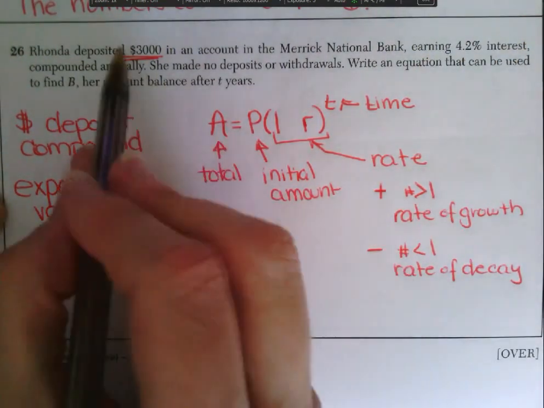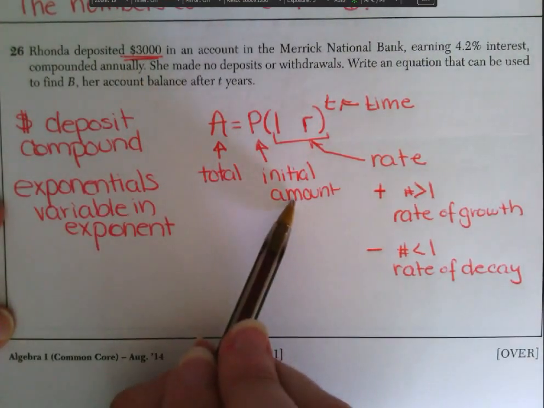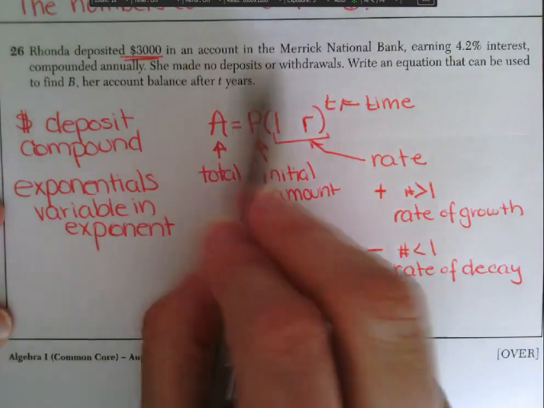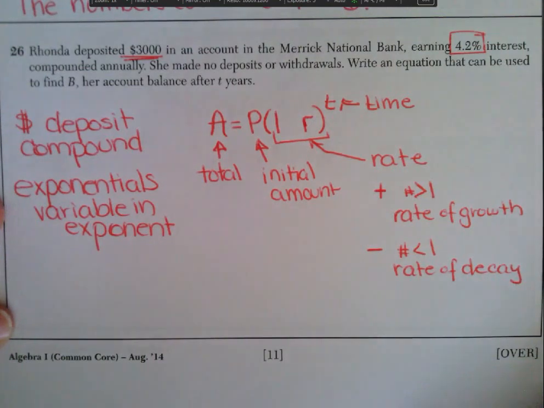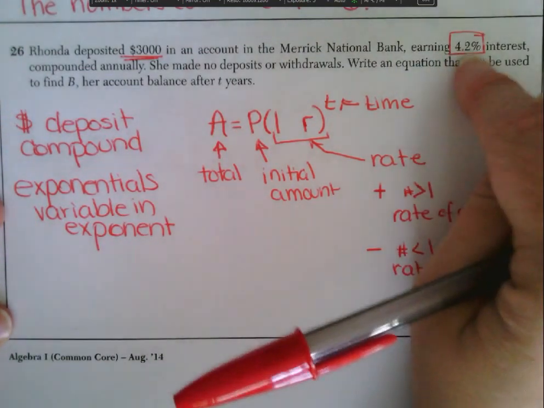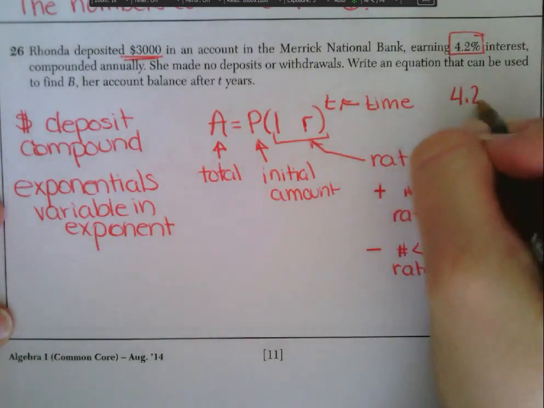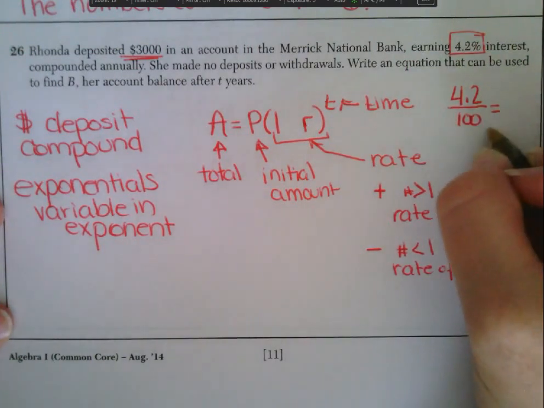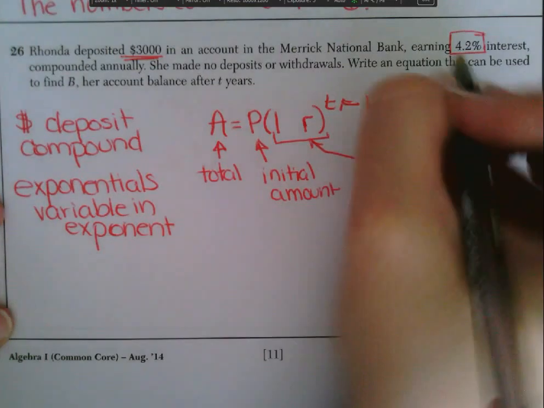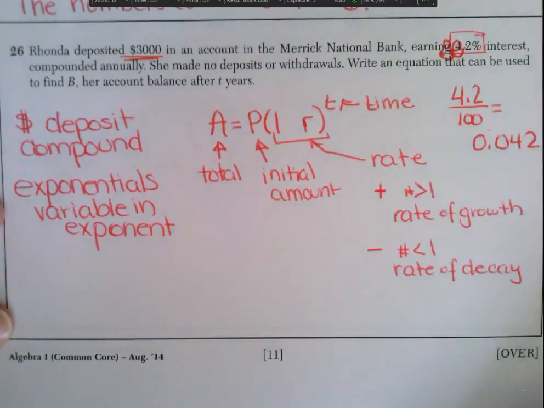We know that Rhonda deposited $3,000, so that $3,000 will be her initial amount. She deposited at Merrick National Bank, earning 4.2% interest. Well, right away, I know I have to convert that from percent to a decimal. So the way that I do that is do 4.2 divided by 100. When I do that, I'll get 0.042. You might also know you can just move the decimal point 2 places to the left, either way.